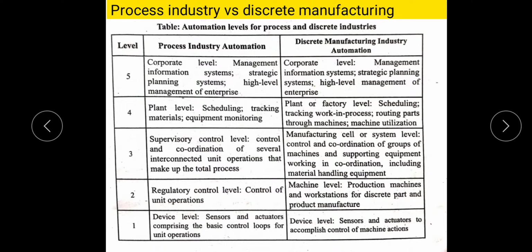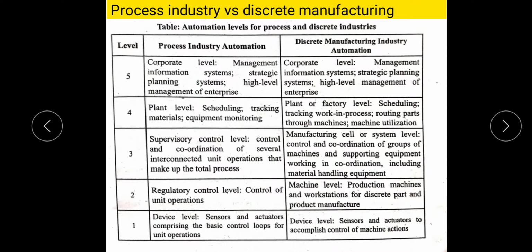Coming to level 3 in process industry automation, the supervisory control level: the control and coordination of several interconnected unit operations that make up the total process. Coming to the discrete manufacturing industry automation, the manufacturing cell or system level: control and coordination of groups of machines and supporting equipment working in coordination, including material handling equipment.